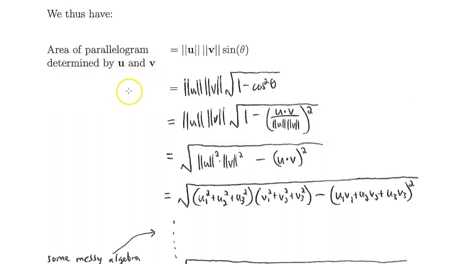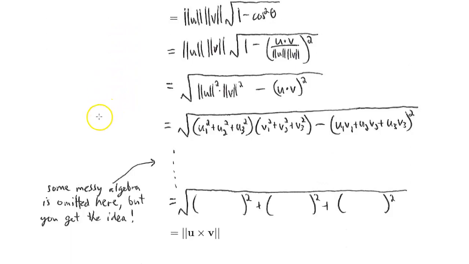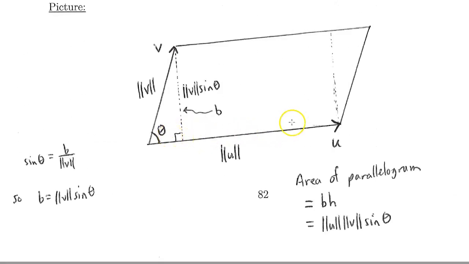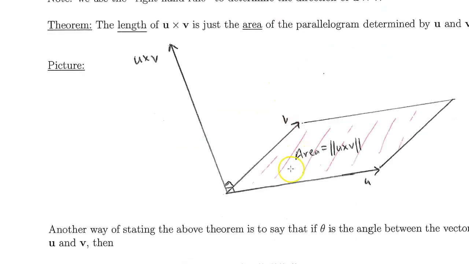That was a messy sounding little proof there. I'm not going to ask you to recreate this on an exam or a quiz, but the key idea is that the length of u cross v, how long is that cross product vector? It's equal to the area of the parallelogram determined by those two vectors. So here's another way of drawing this picture.